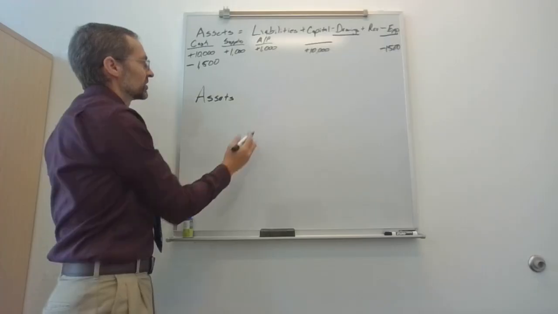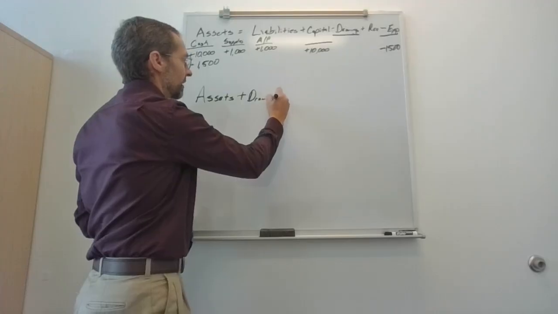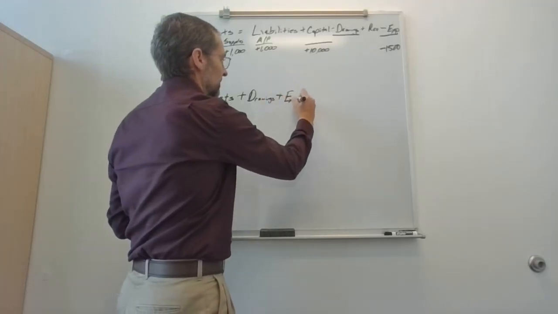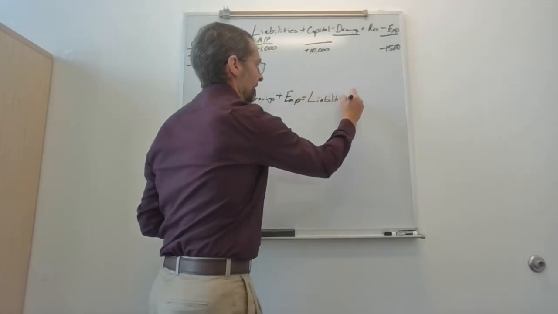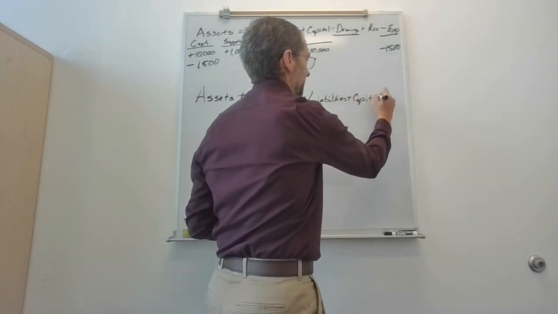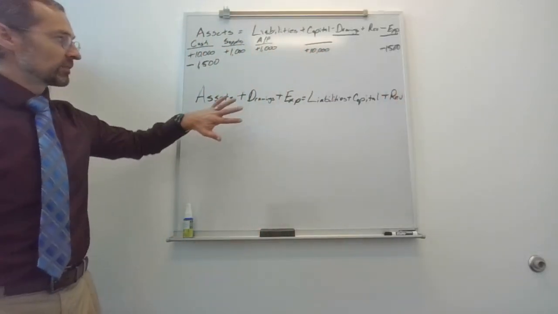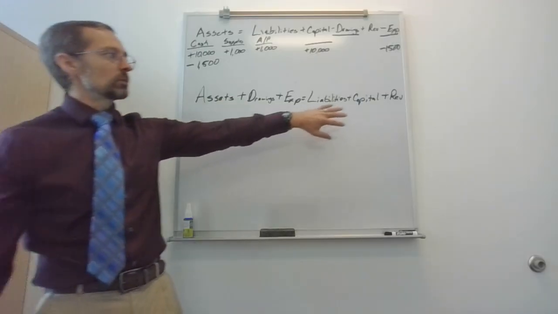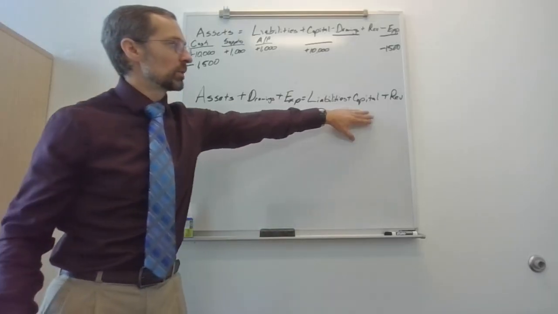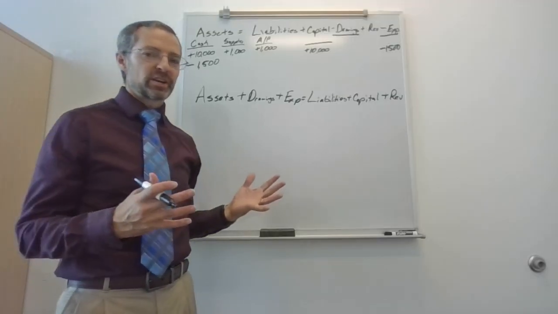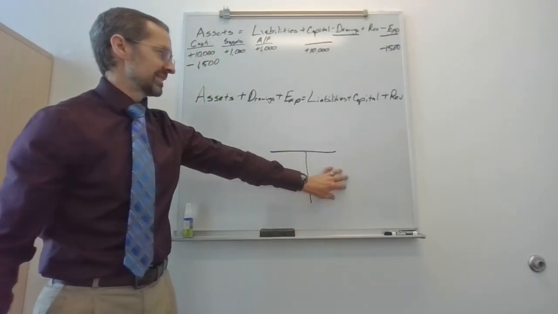So my equation now turns into assets plus drawings plus expenses equals liabilities plus capital plus revenue. All right, so we have a left side of the equation and a right side of the equation. Everything is positive. So left side, right side of the equation, kind of like what we're talking about with a T account. We have a left side and a right side.